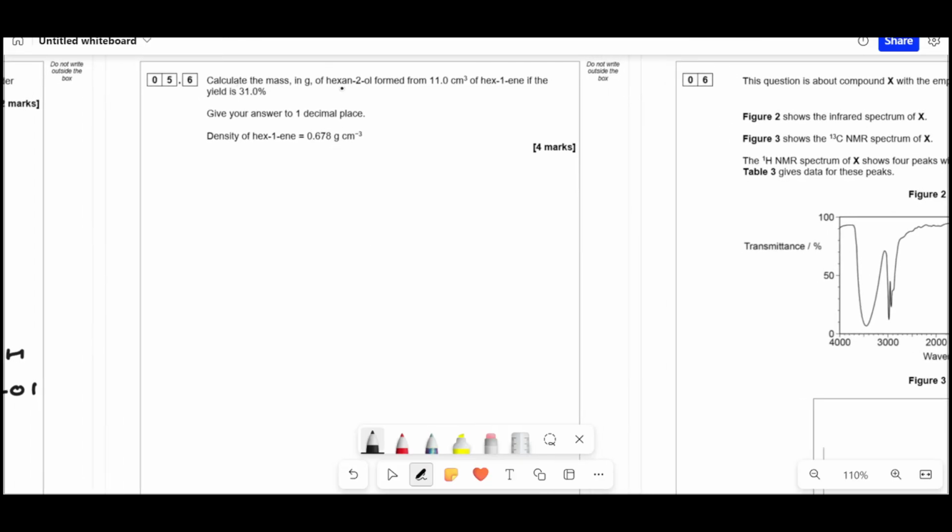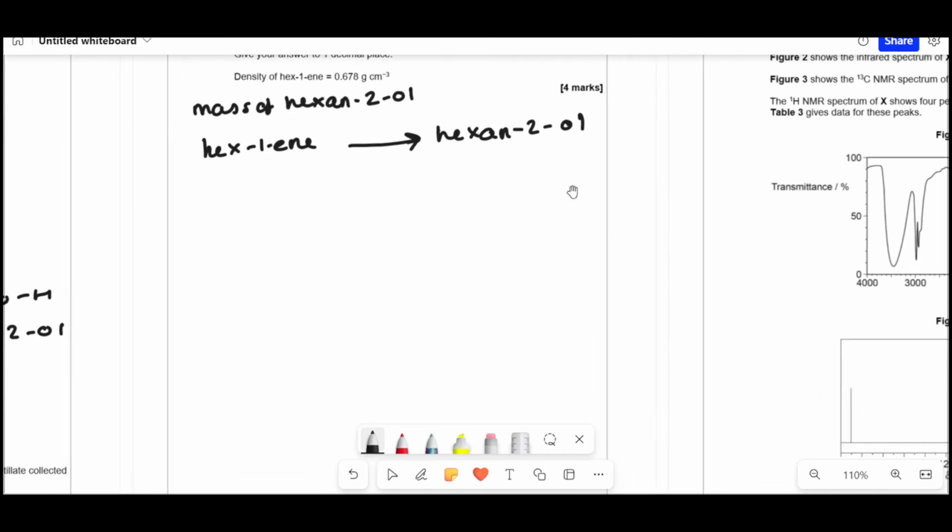So they want us to find the mass of hexan-2-ol, and they've told us that the yield is 31%, and they've given us the density. Step 1, figure out what the actual reaction is. You've got hex-1-ene, and it's doing all of its things with water and phosphoric acid and so forth until you get hexan-2-ol. Make sure you're balancing this. We're only going from an alkene to an alcohol: one alcohol group is being added, and there's only one alkene group here. It's going to be 1-to-1.